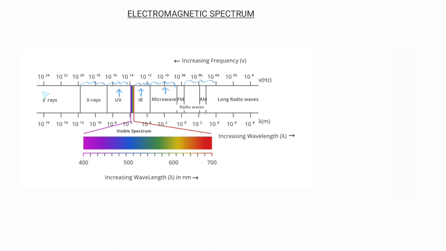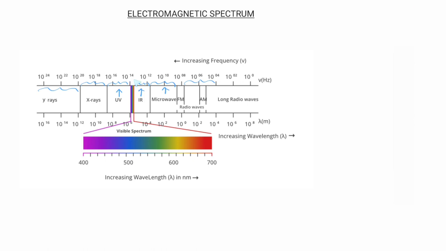Similarly, we have gamma rays, which have a frequency around 10 to the power 22 hertz, and have wide application in the medical field. Gamma ray imaging is used to see what is happening inside our body. If any defects are there inside the body, they can be identified using gamma ray imaging.